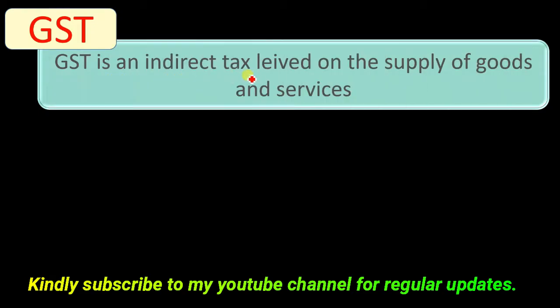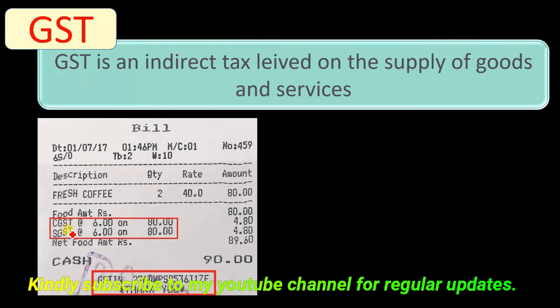Moving to GST. GST is an indirect tax levied on the supply of goods and services. In India, there were a lot of taxes like excise duty, service tax, entertainment tax, customs duty, etc. So the government decided to bring the country under one tax. Then comes the GST. Whenever we buy something, we pay GST. You may have seen a lot of bills where it is written CGST and SGST. Let me explain about CGST and SGST later on.